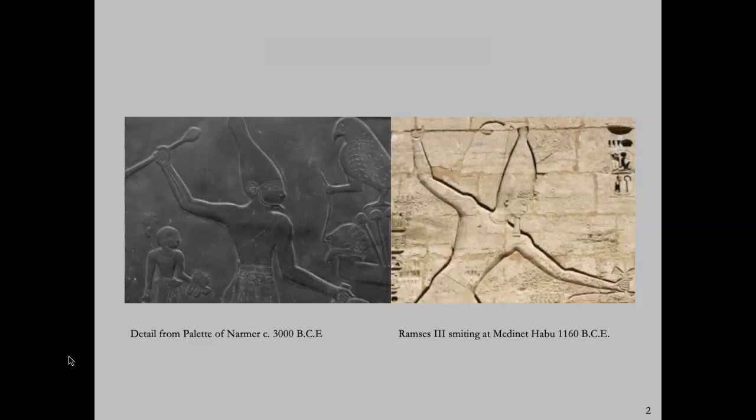The first is a detail from the Palette of Narmer, which is one of the first objects we'll be looking at. And we see a king with a profile face and a frontal chest in a gesture of power, striking down an enemy. If we look forward almost 2,000 years later to Ramses III, we see that some of these conventions still hold. He's using the same gesture, the same conventions for depicting the human form.